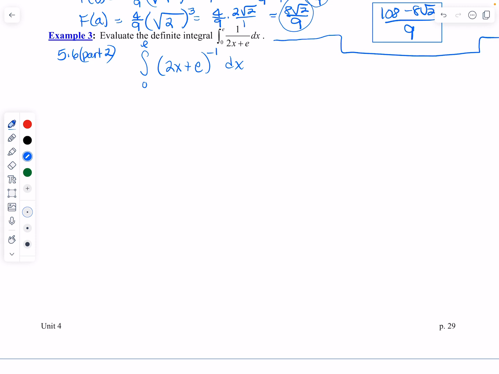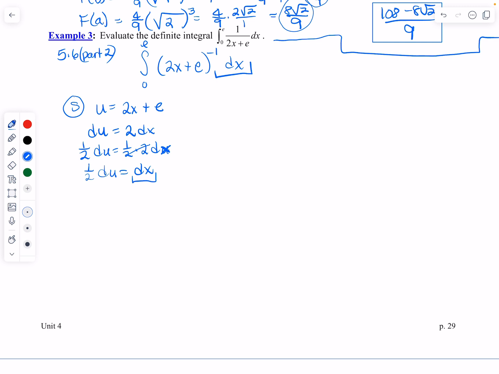All right, so the first step is to do substitution. Let's let u equal 2x plus e. So therefore, du equals 2 dx. That doesn't look like my leftover, because my leftover is just dx. So what I have to do is make it look like that by multiplying both sides by 1/2. When I do that, I get 1/2 du equals dx. Okay, so now I'm good to go because both sides look the same.